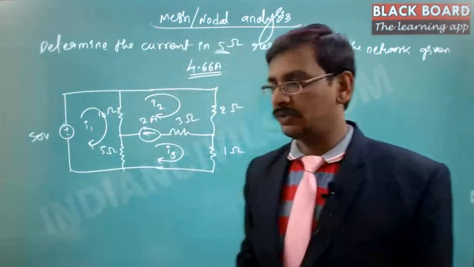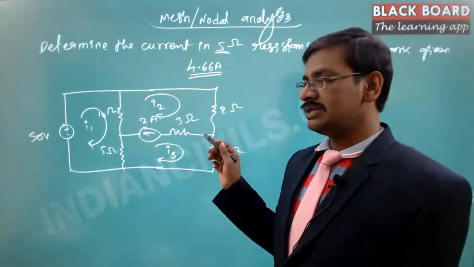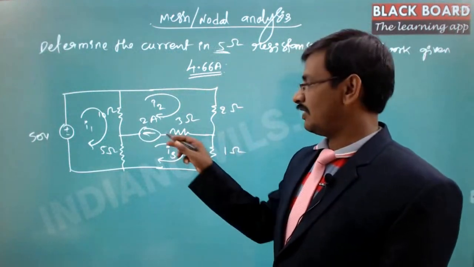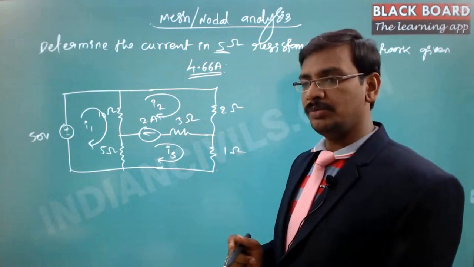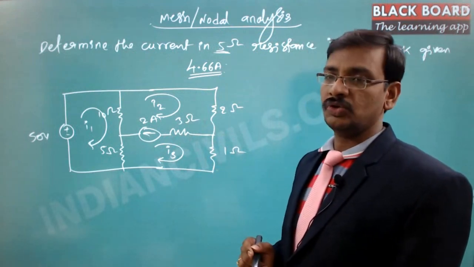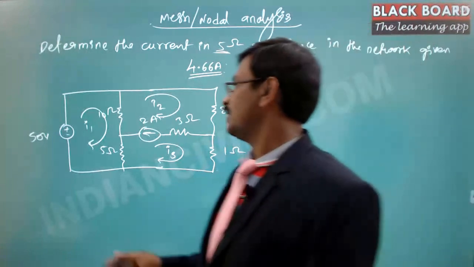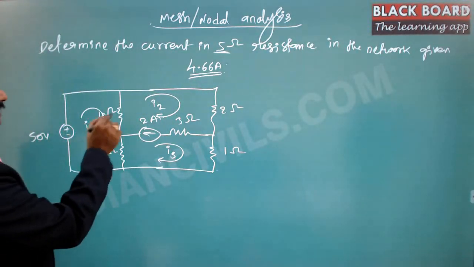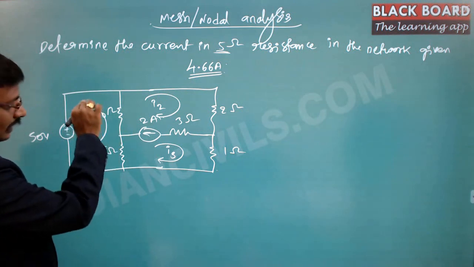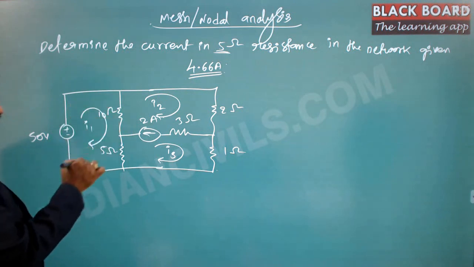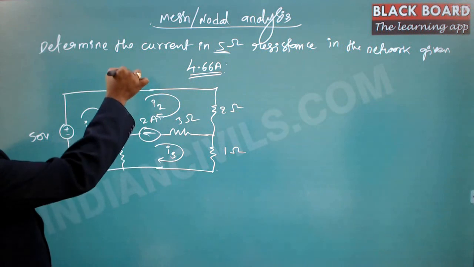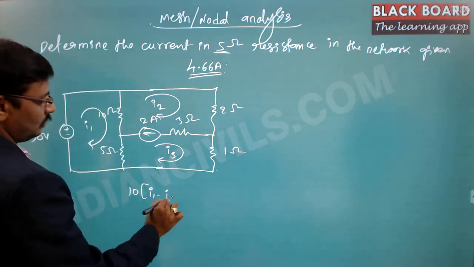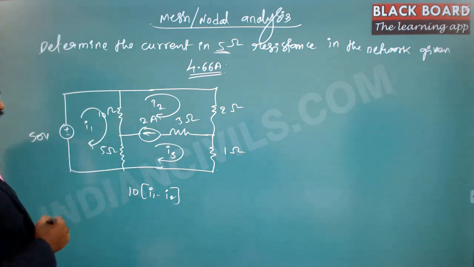And out of those equations you need to consider the super mesh because there is a current source involved in it. So wherever the current source is involved, you eliminate that particular branch so that you can form a super mesh. So if you write the KVL for this particular loop, in this 10 ohms resistance the current is passing through like this. So this is how we have taken the loop, and I2 is passing above. Hence 10 times (I1 minus I2) is the voltage drop across this particular resistance.